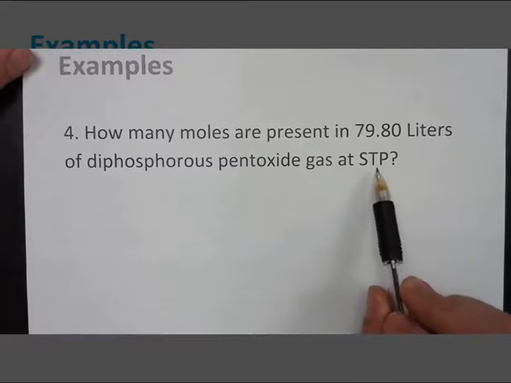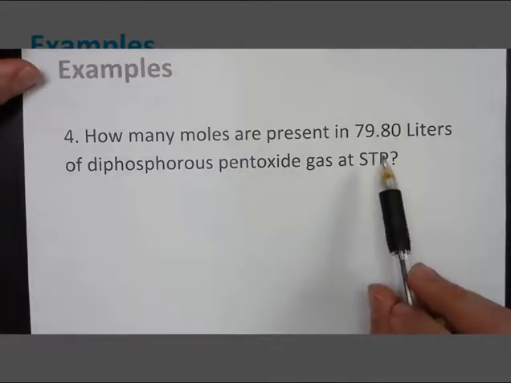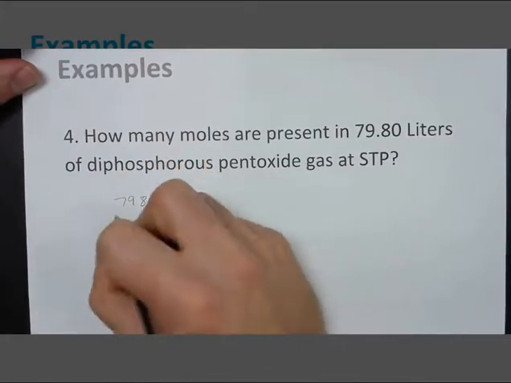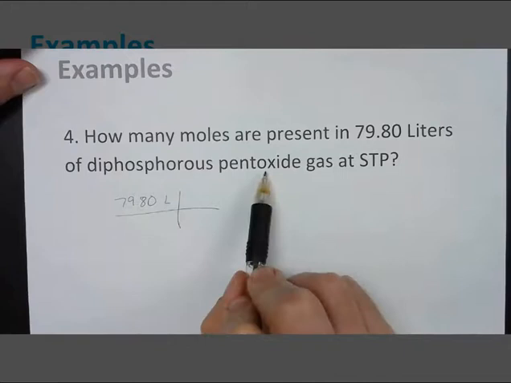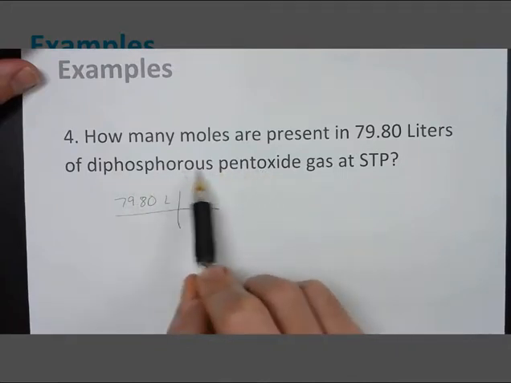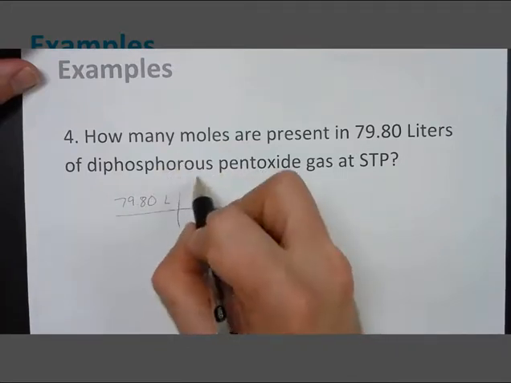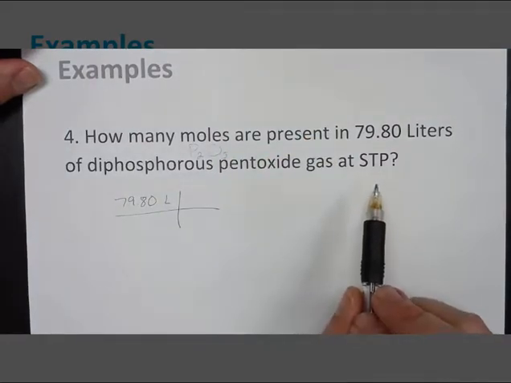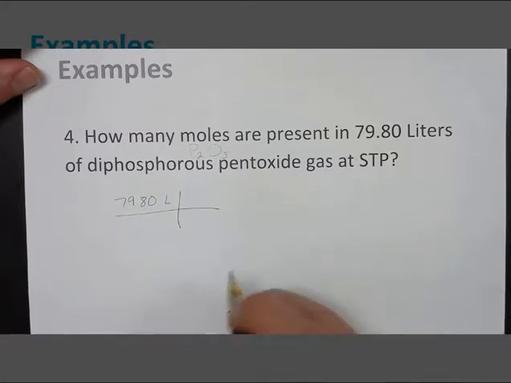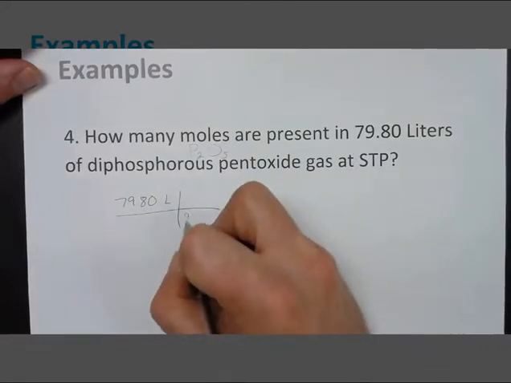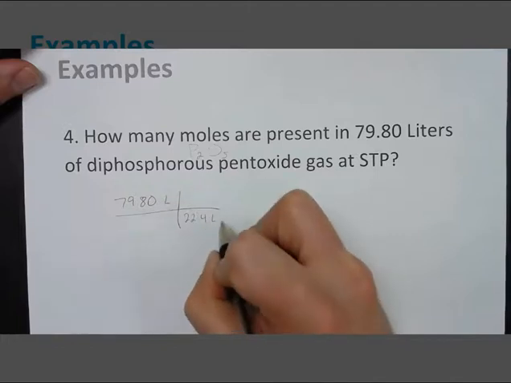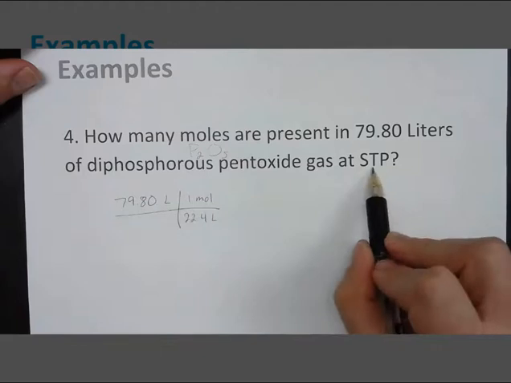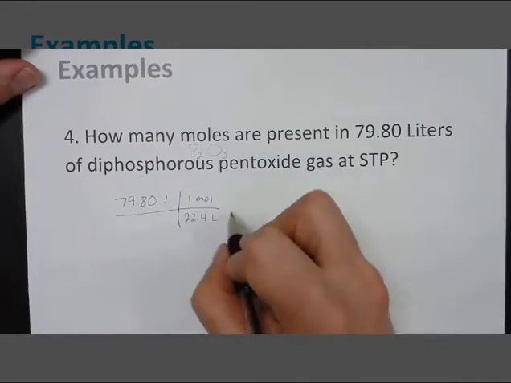I want to go over this one because it's a molar volume example. Let's start with our given, 79.80 liters. And diphosphorus pentoxide, this is a covalent compound because they're both nonmetals, so this would be 2 phosphorus, 5 oxygens. At STP, all gases, no matter what they are, 22.4 liters. That was in that molar map from a previous slide. So 22.4 liters is the volume of 1 mole. That's only at STP, so you can only use that when you see STP.